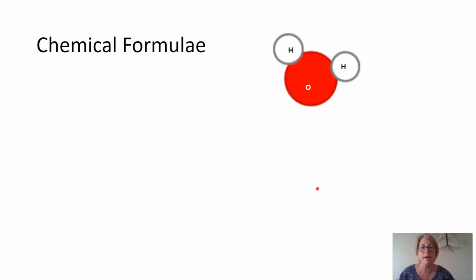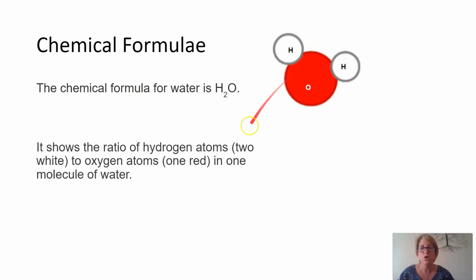So when we're writing chemical formulae, how do we take this diagram and turn it into a chemical formula? The chemical formula for water is H2O. You know that by now. Here are the two hydrogen atoms and here is the oxygen atom. It shows the ratio of hydrogen atoms, which are the two white, to oxygen atoms, which is the one red, in one molecule of water.